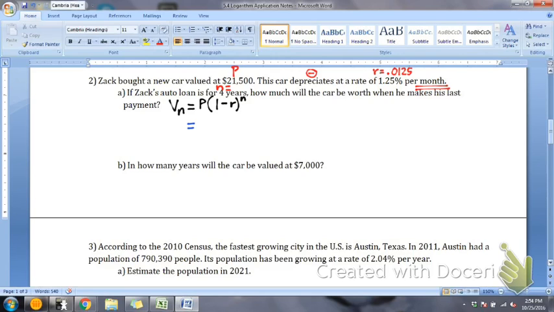So let's plug in our initial value of $21,500. 1 minus 0.0125. Now, what is our N? Our N is 4. We gotta multiply that by the 12 because it's per month. Justin's reminding us, we need to multiply that by 12. So it would be the 48th. 4 times 12, right? Because it's happening for 4 years, but it's happening every month. And 4 times 12 is? 48.